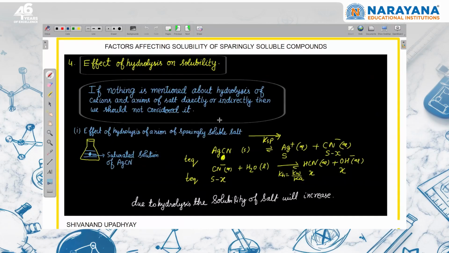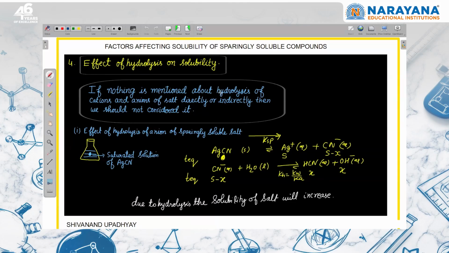Okay, so the fourth factor, which is very important, is the effect of hydrolysis on solubility. For the effect of hydrolysis on solubility, you should have a common sense that sometimes in the question they will give a direct hint about whether you have to consider it or not. You do not have to be suspicious that hydrolysis can take place in any salt, right? If they are not mentioning anything about hydrolysis, directly or indirectly, you don't have to consider it, right? So be careful about that.